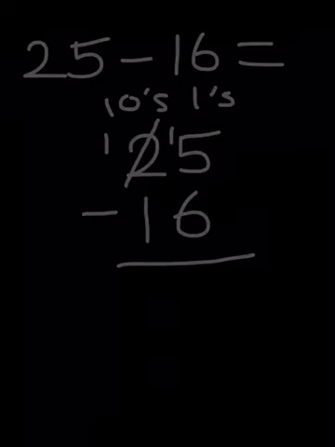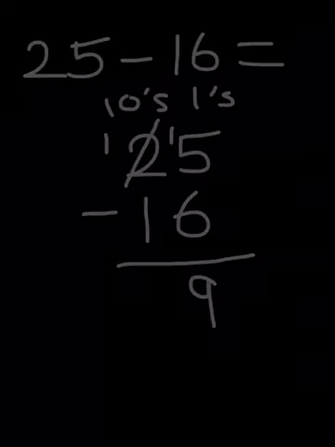Our answer is 9, so we write 9 under the ones column, making sure it's all lining up, and then we would have a look at our tens column. We have 1 ten left over, and we have 1 ten to take away, so that leaves us with 0. As it's 0, we don't need to write anything underneath the tens column. So our answer is 25 take away 16 equals 9.